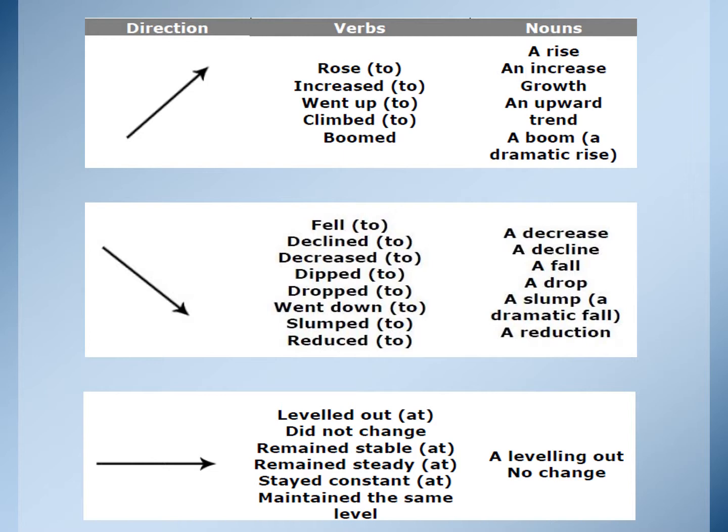And here I've grouped the verbs and nouns to do with the movement to help you. So you can memorize one or two of these from each group. The top group is going up. When data or statistics or graphs are going up, you use those verbs and nouns, rose and a rise. When it goes down, we use fall or decrease. And when it goes across, or levels out, or no change.